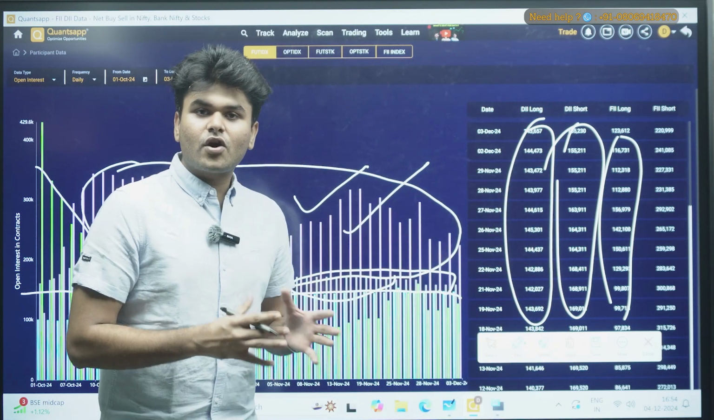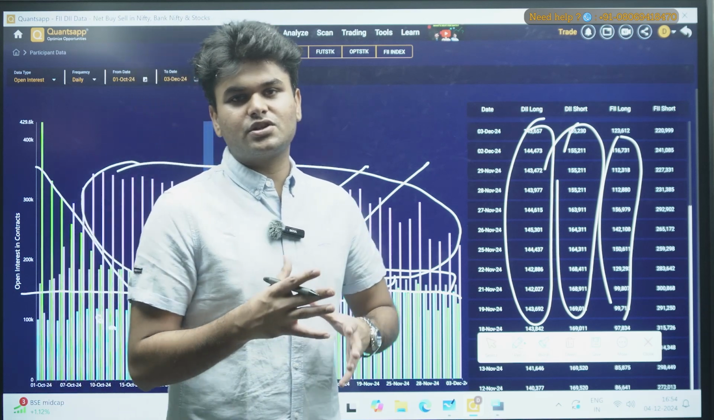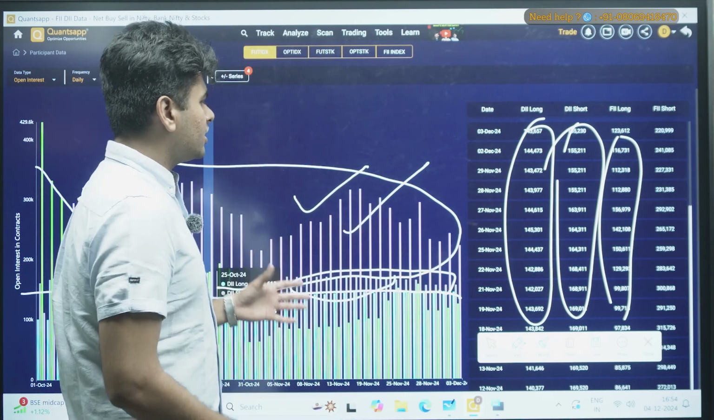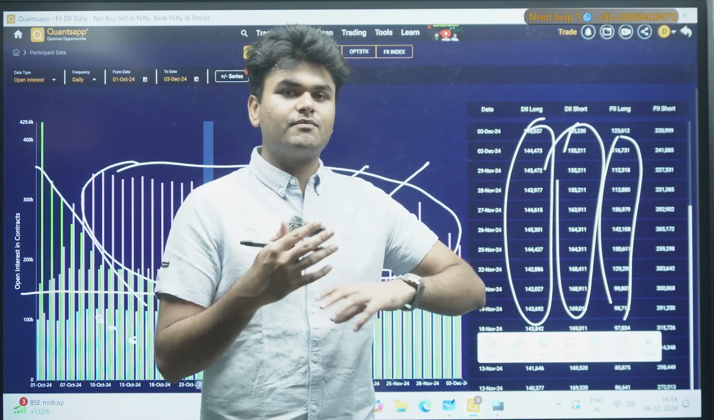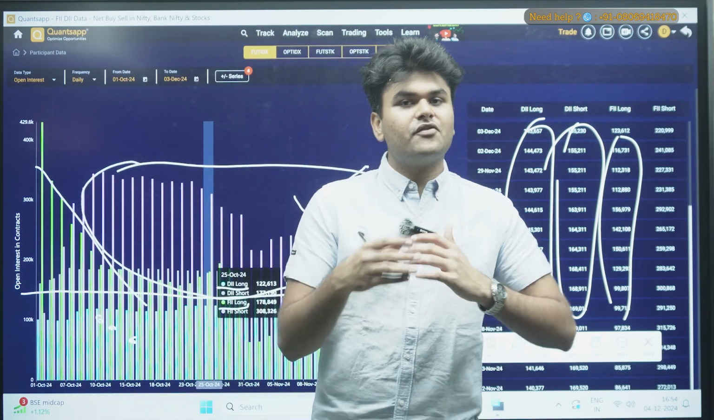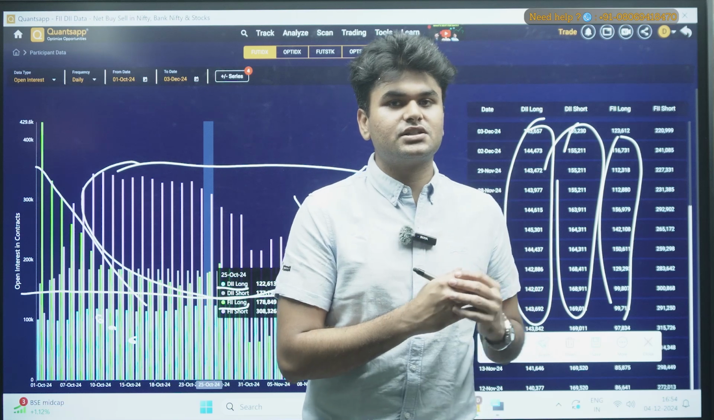To avoid facing such market risk or systematic risk, you can check out this data and identify when the FIIs are buying, when the FIIs are shorting, when the DIIs are buying and when the DIIs are shorting.